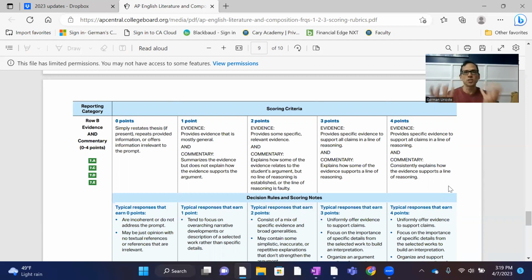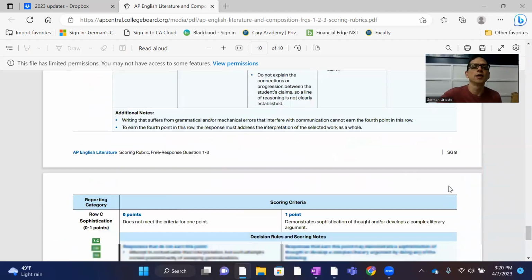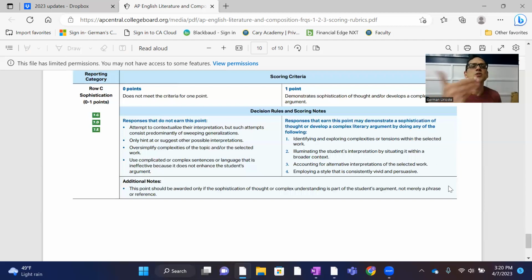You're just going to be showcasing your knowledge of the book that you're writing about by being able to refer to specific examples about characters or the setting of the novel or whatever it is the prompt is asking you to write about, right? So they want to see that you can be specific and concrete as you make your case, right? And then again, last here is sophistication. Is there sophistication of thought? You can get up to a point for that.